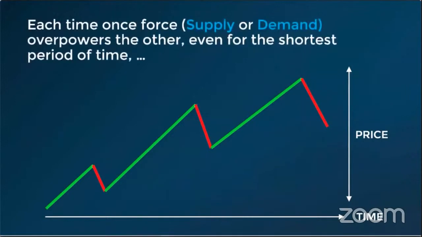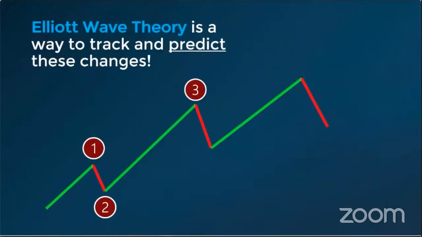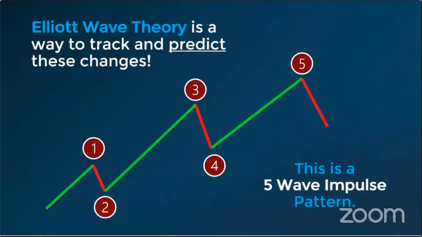Each time one force, supply or demand, and this is a really important concept because this is exactly how stock prices move. Stock prices move based on supply and demand driven by fear and greed. So each time one of those forces overpowers the other, even for the shortest period of time, the market will change direction and a new move begins. And furthermore, these changes in directions create these patterns in the market. Elliott wave theory is a way to track and predict these changes.